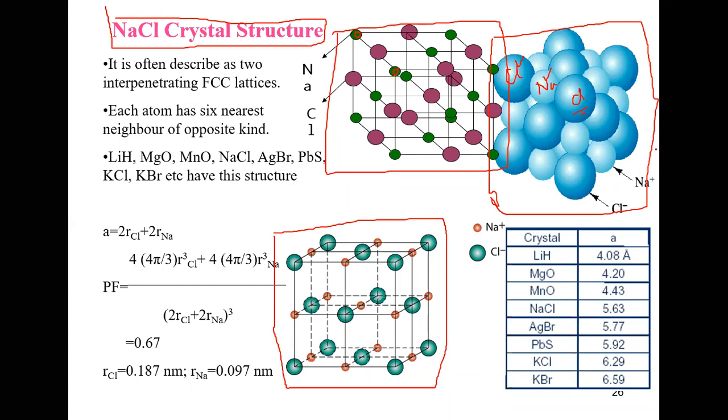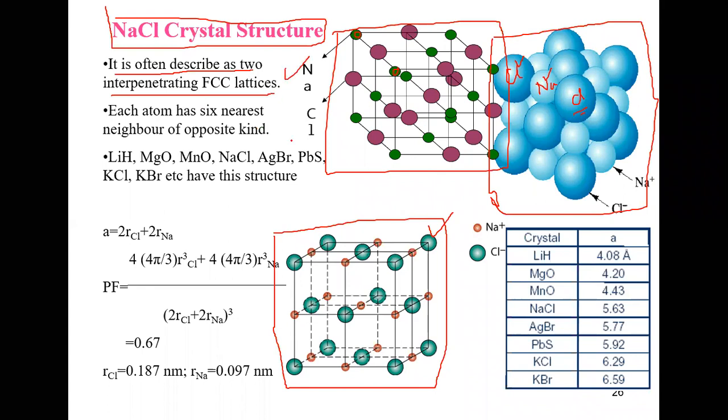So now, if you look at the chlorine, obviously chlorine is at the face center position. If you look at the mid plane here, you can see sodium, and sodium at the face center position. That means it consists of two interpenetrating sublattices, and these two sublattices are arranged in a face-centered cubic crystal structure. So if I ask you to explain the crystal structure of sodium chloride, it is often described as two interpenetrating FCC lattices.